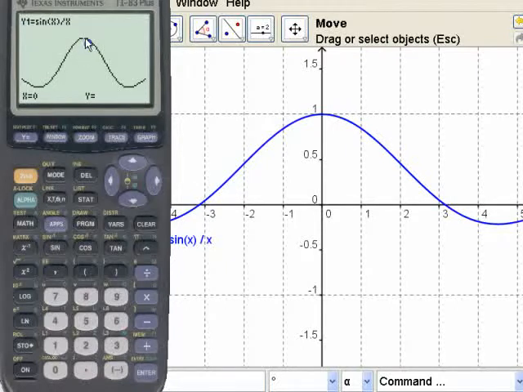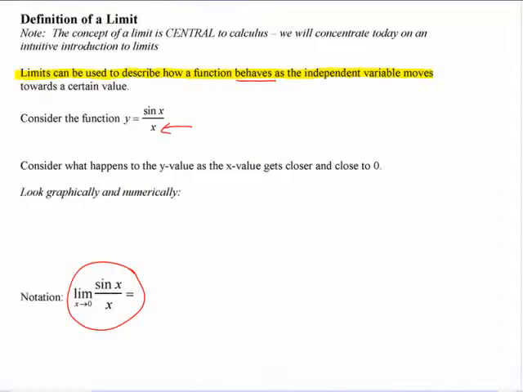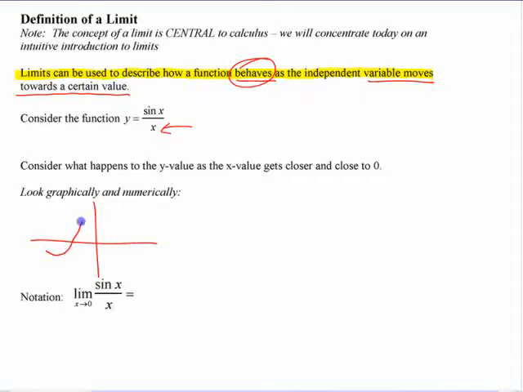Even though it's undefined there, you'd say that the limit as you approach 0 is 1, because that's how the function's behaving as you get close to that. All right, let's go back to this. Remember we said it's how a function behaves as the variable moves towards a certain value. The limit of that function, okay? So if you put your quick little graph down here, there's actually a little hole in the graph there. That is a beautiful graph.